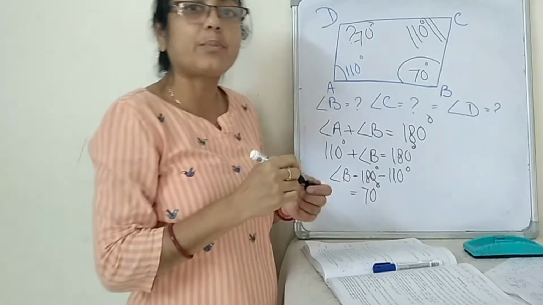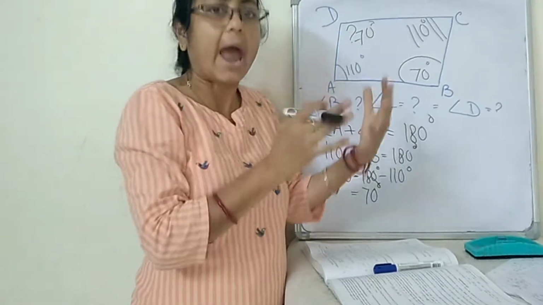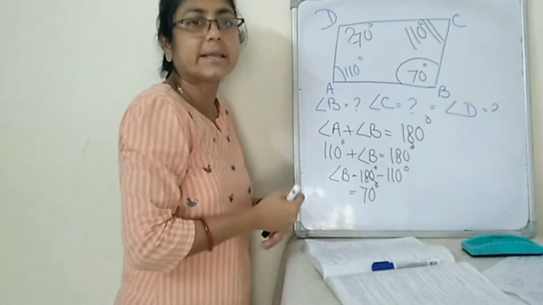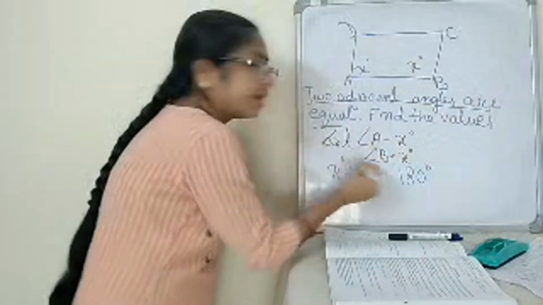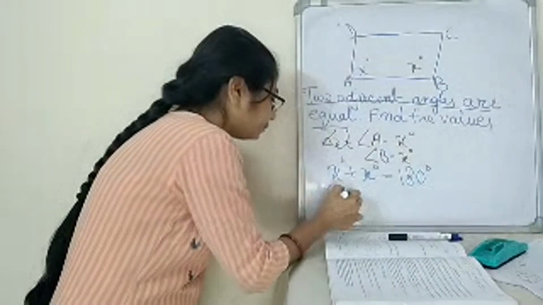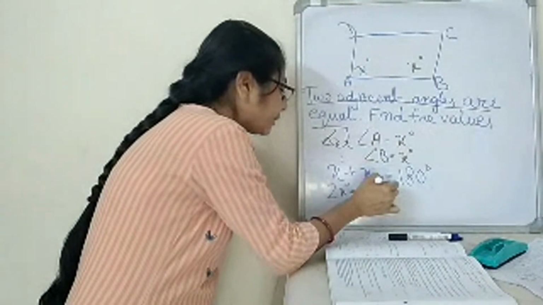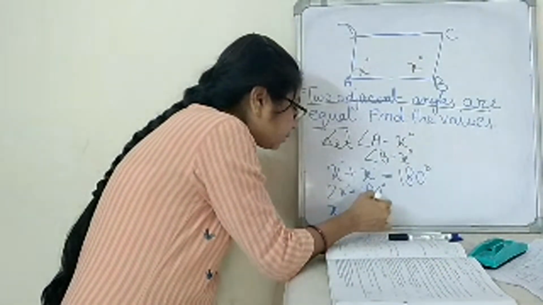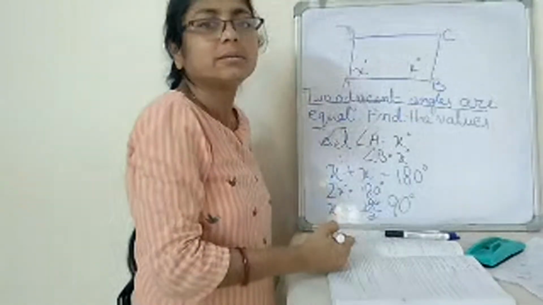And what is the second process? I told you the adjacent angles, when you add them, are always 180 degrees. So A and D are also adjacent angles. Accordingly, on this side, angle A equal to 180 degrees. x plus x means 2x degrees equal to 180 degrees. Then if you write this, x is equal to 180 by 2, means 90 degrees.